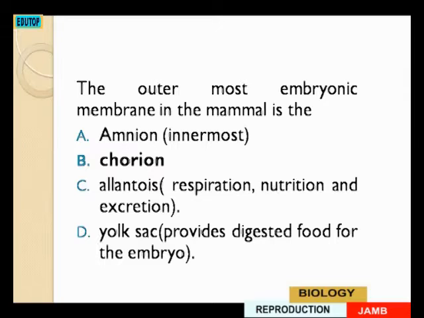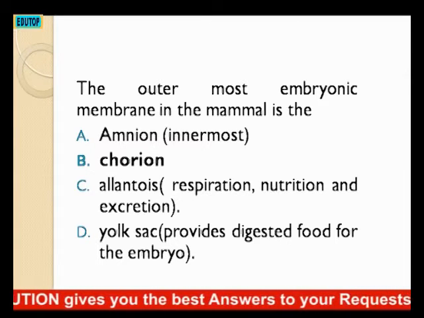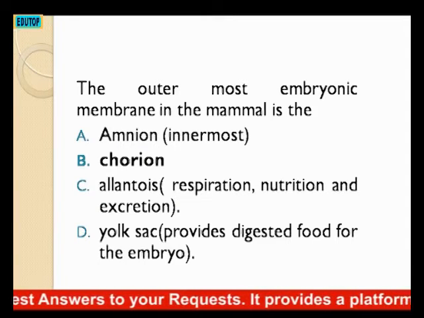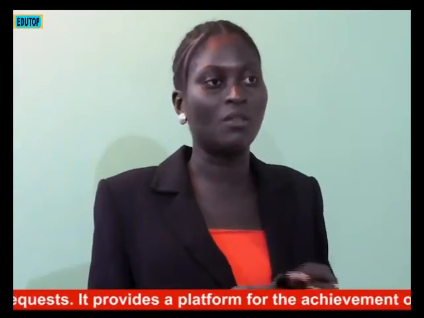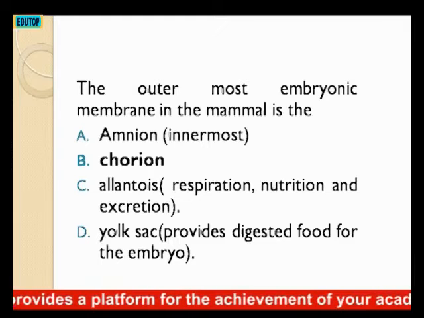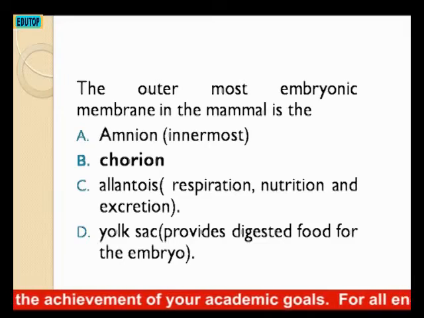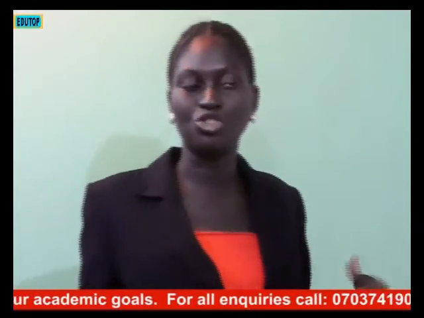Option C says allantois. Allantois is responsible for respiration, nutrition, and excretion in the young organism. Then D says yolk sac. Yolk sac provides digested food for the embryo. So those are the functions of this organism. So that leads us to the fact that chorion is the outermost embryonic membrane in the mammal. Chorion, that is the outermost. Then the innermost is amnion. The allantois is responsible for respiration, nutrition, and excretion, while yolk sac provides digested food for the embryo.